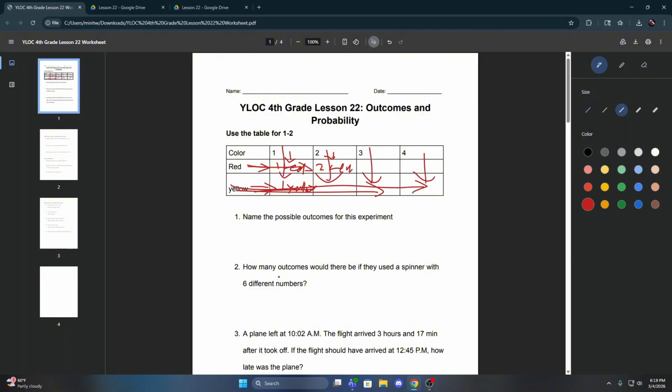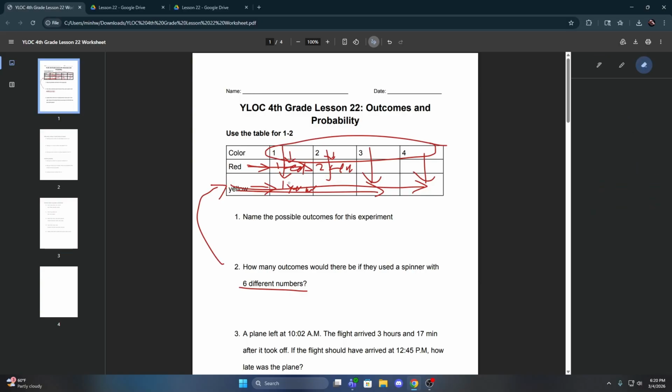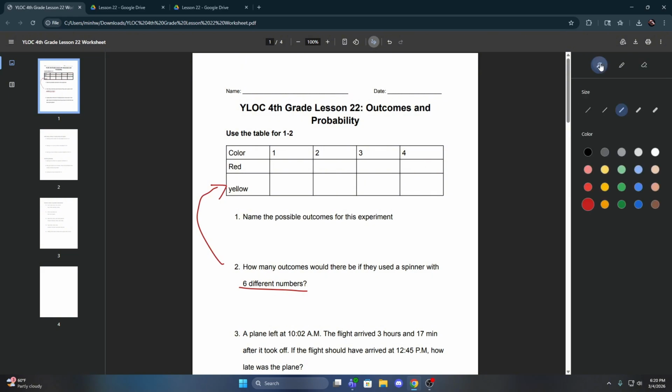Now, number 2, how many outcomes would there be if they used a spinner with 6 different numbers? They're saying it's the exact same scenario, but we're changing the amount of numbers from 1, 2, 3, 4. They want 6 different numbers. If you notice a trend here, there's 1, 2, 3, 4 numbers, right? And there's 2 colors. And the number of outcomes that you can get from that is 1, 2, 3, 4, 5, 6, 7, 8. So what happened?